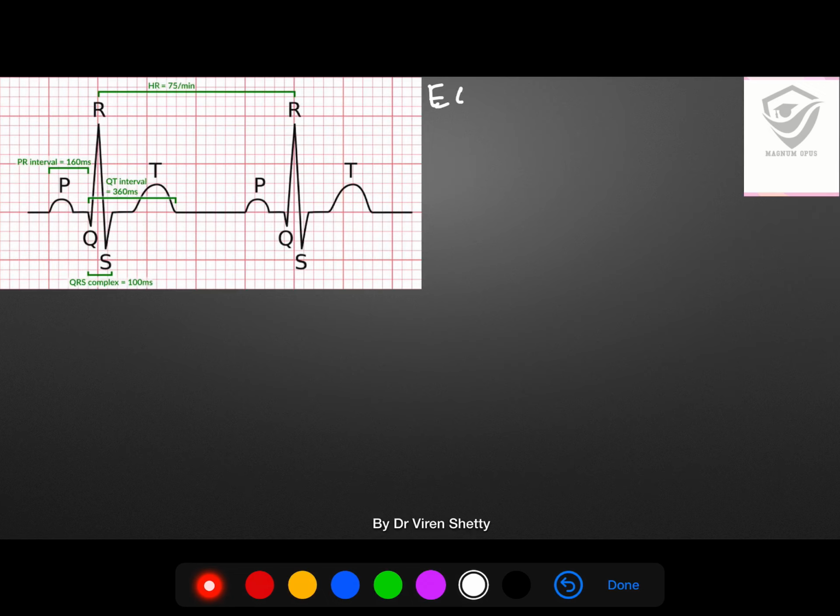The ECG has a paper speed when it comes from the machine, and that paper speed is 25 millimeter per second.